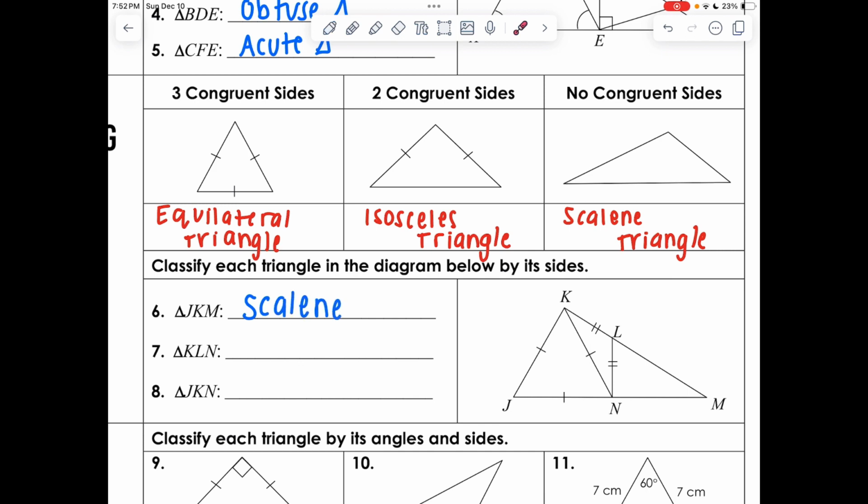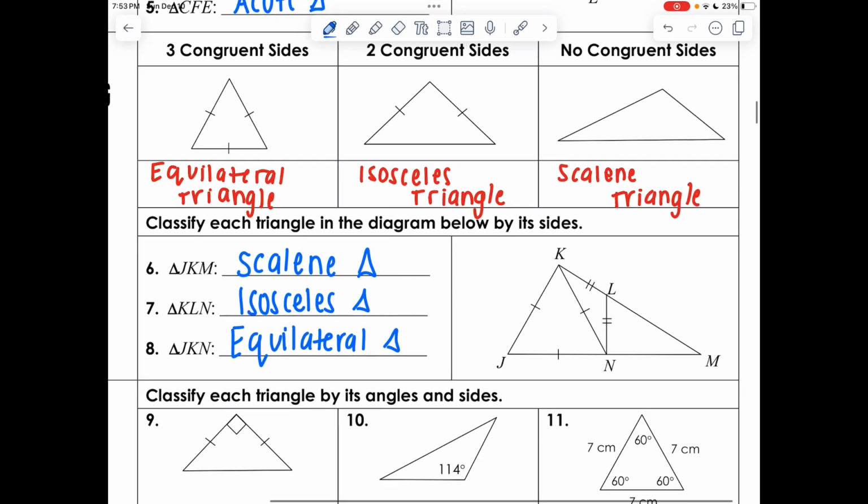Because KLN, do you see how that means this side and this side are equal because both of them have 2 dash marks. So if 2 sides are equal, and this is a separate side because it just has 1 mark, that means isosceles triangle. And I guess I should say triangle. And then JKN, do you see how there's 3 dash marks and they're all only 1 dash mark? So that is equilateral triangle.